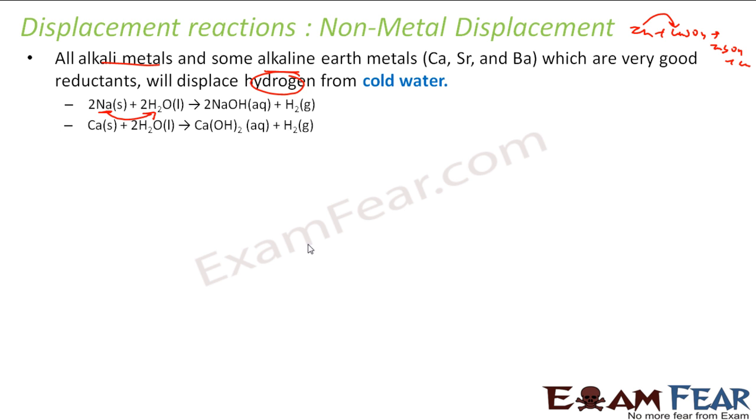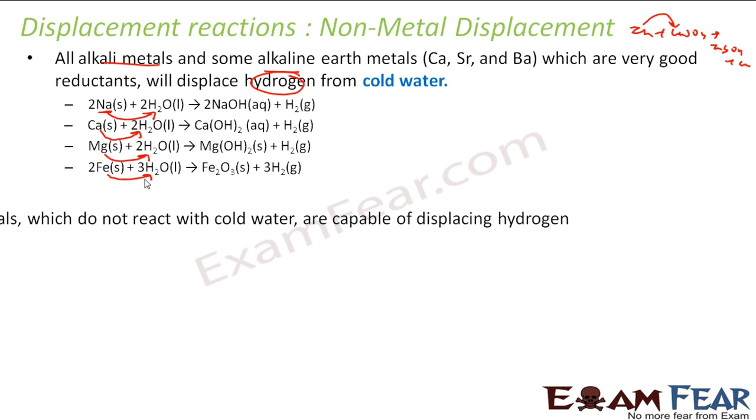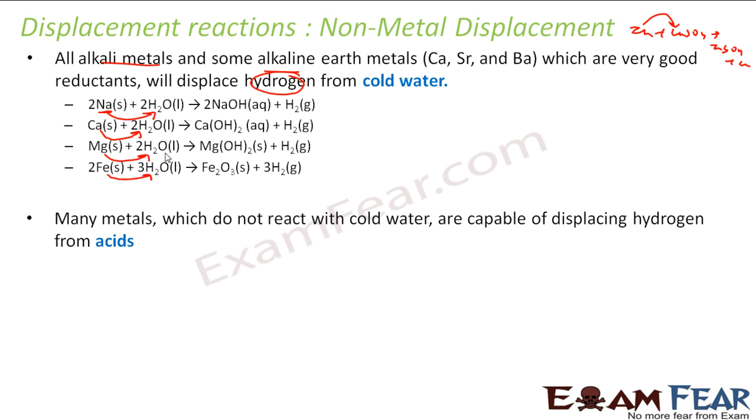More examples: calcium plus water, calcium will kick out this hydrogen; magnesium plus water can kick out the hydrogen here; or iron plus water, the reaction for rusting, will also kick out hydrogen. Sometimes metals are not very strong and are not able to kick out hydrogen from water, but they are able to kick out hydrogen from acids. For example, zinc with water will not react, but zinc with HCl can kick out hydrogen from HCl.